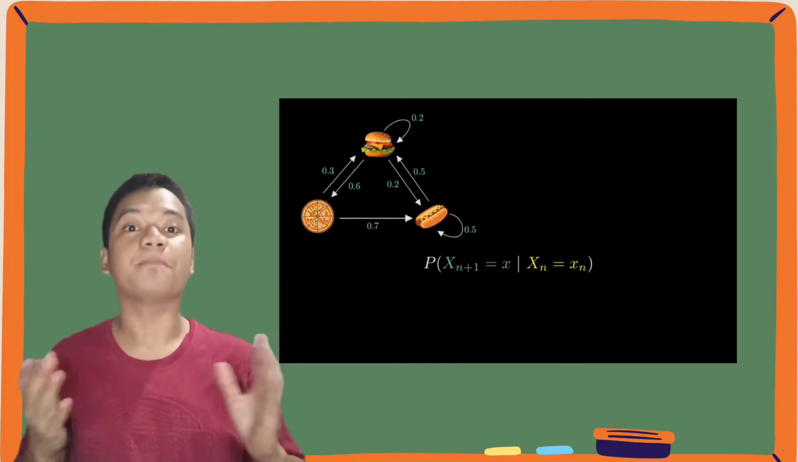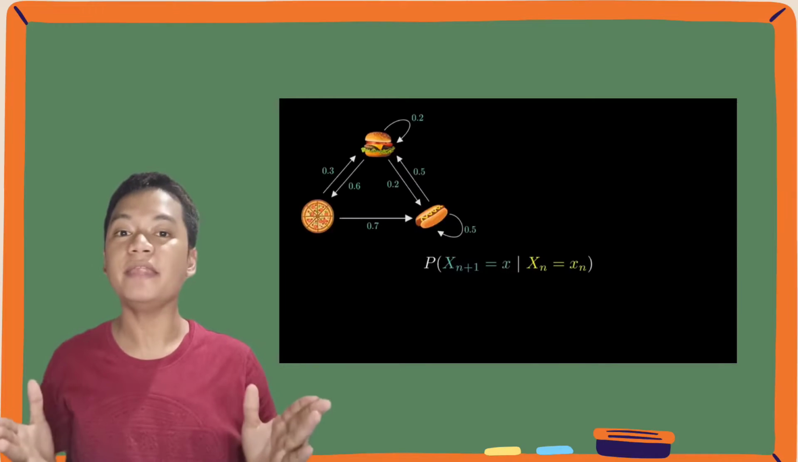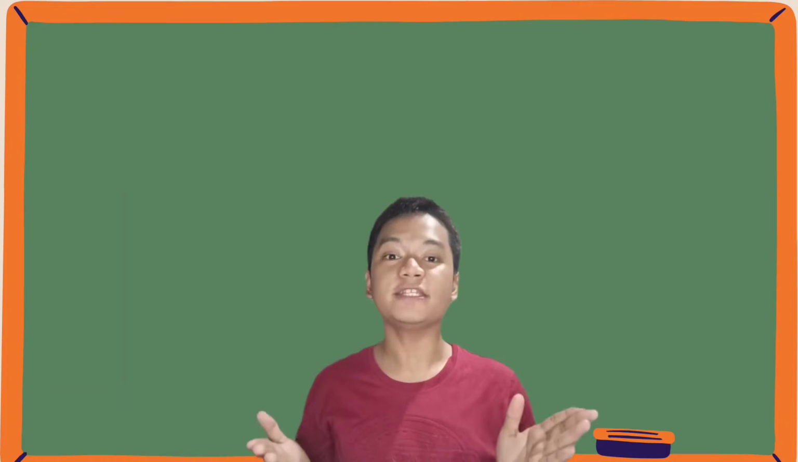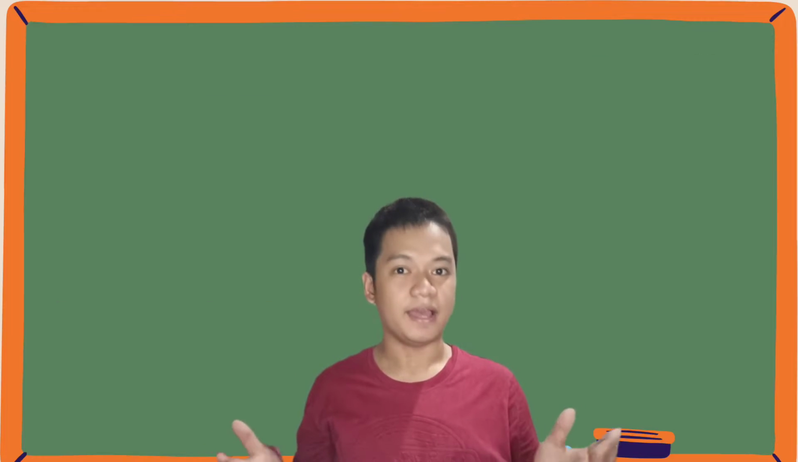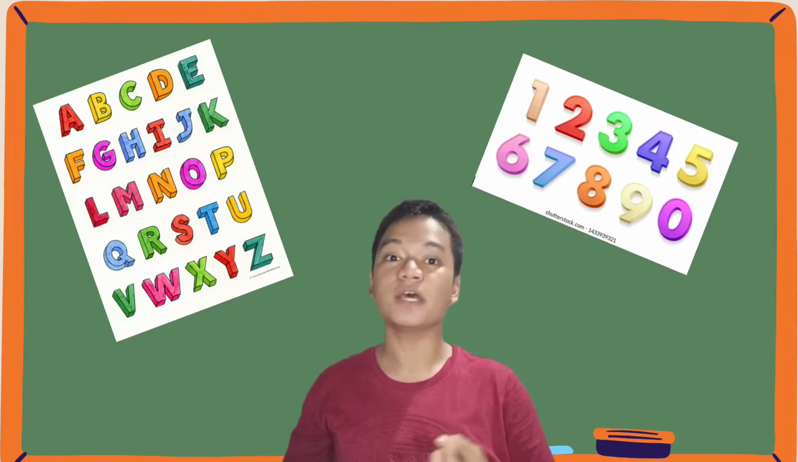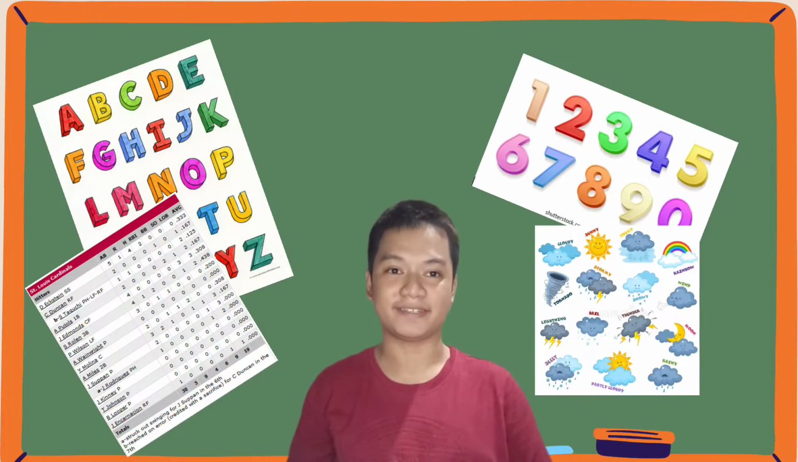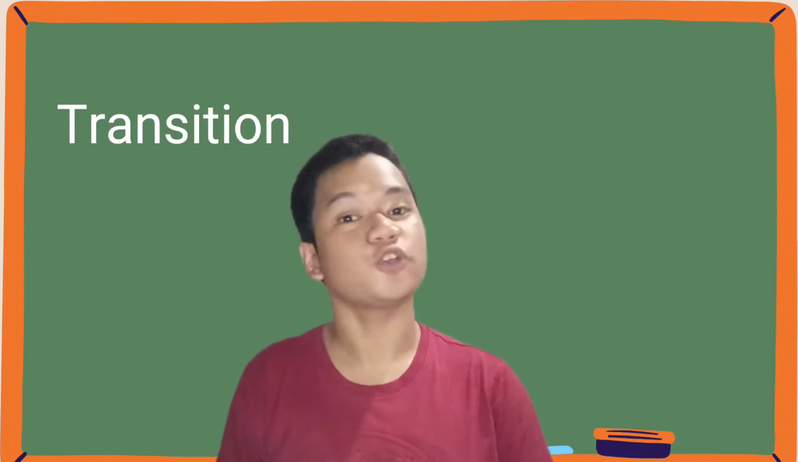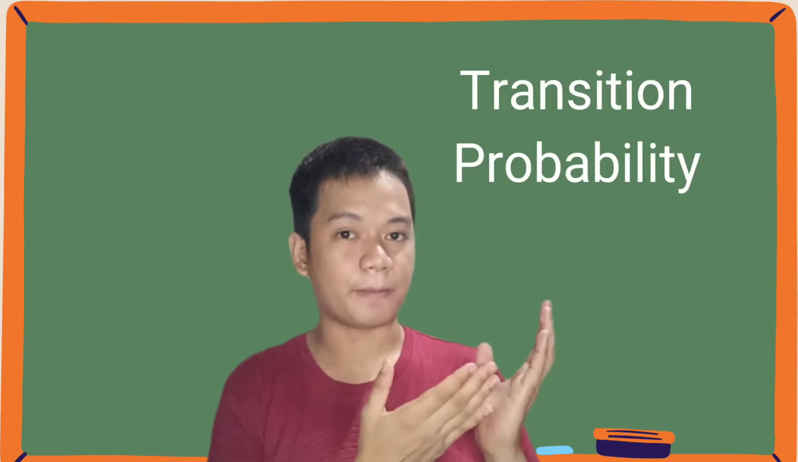In other words, the probability of transitioning to any particular state is dependent solely on the current state and time elapsed. The state space, or set of all possible states, can be anything, from letters, numbers, weather conditions, baseball scores, or stock performances. The changes of state of the system are called transitions. The probabilities associated with various state changes are called transition probabilities.